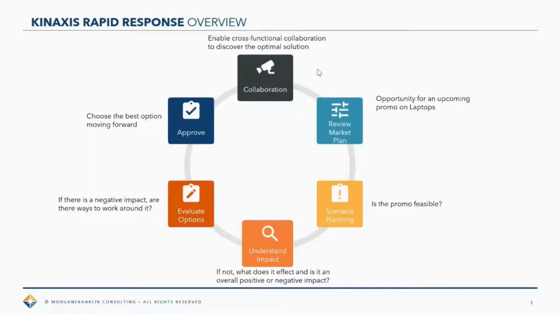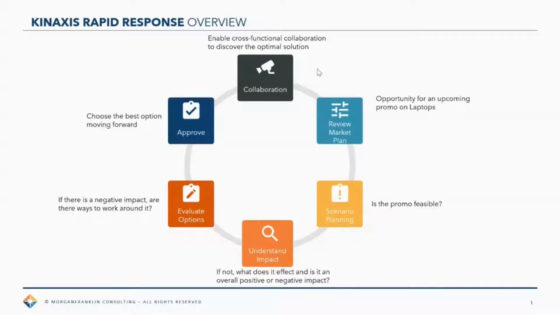From there, we'll utilize scenario planning to test out the promo and decide whether or not it's feasible. We'll go ahead and try to understand the impact of that promo and what it does to the overall business and whether it has a positive or negative impact. If there is a negative impact, such as potentially not being able to fulfill all of the sales orders, then we're going to have to try out a few different ways to resolve that from the supply side. So we'll utilize scenario planning again to evaluate different options for solving the issue at hand.